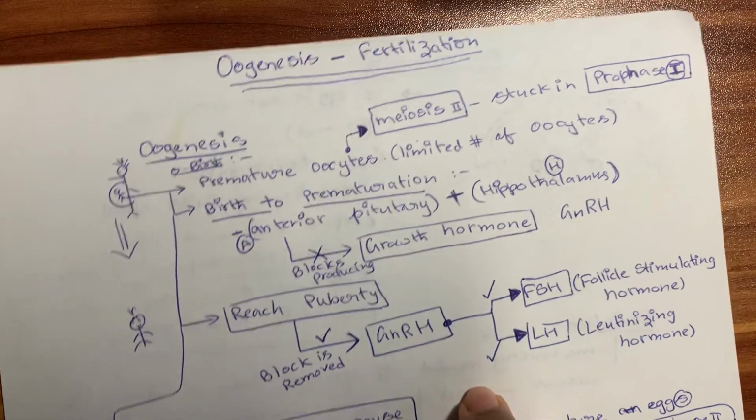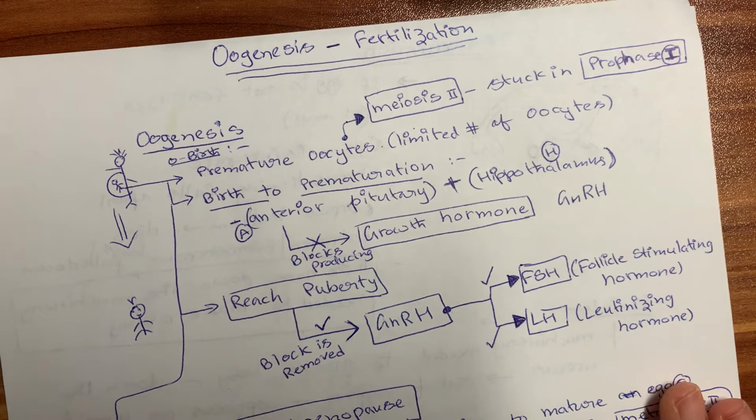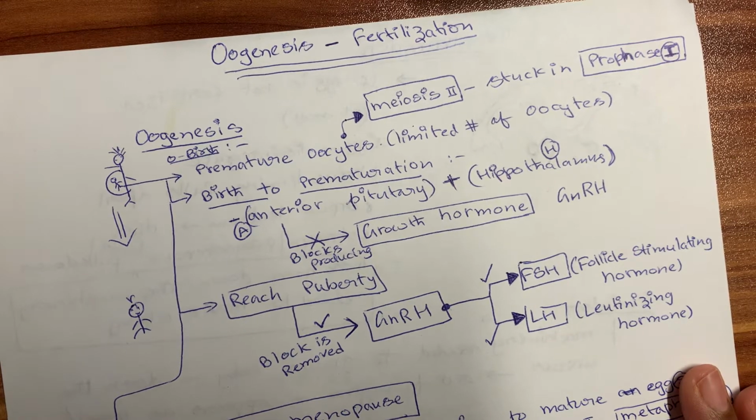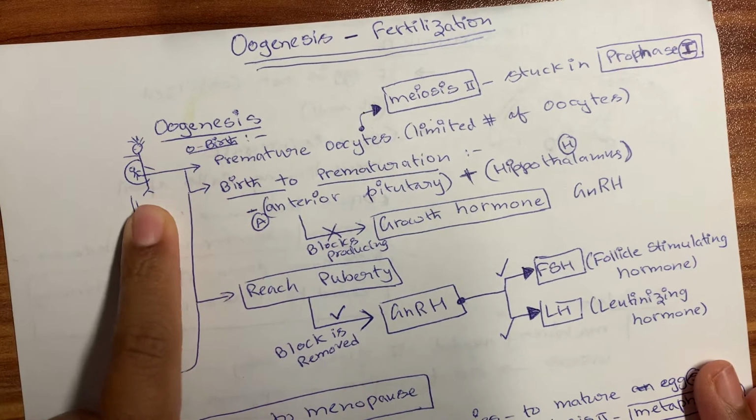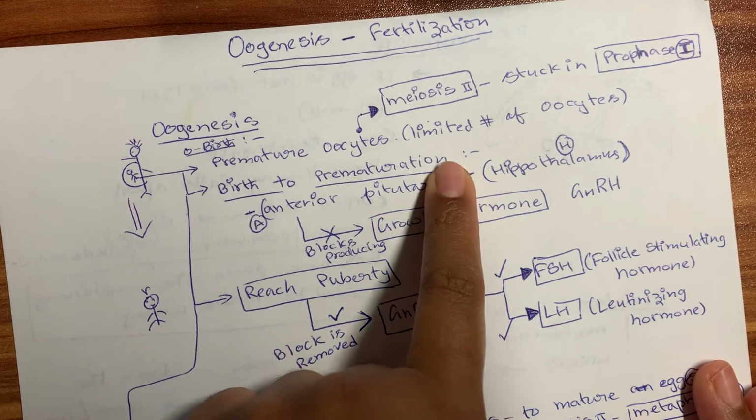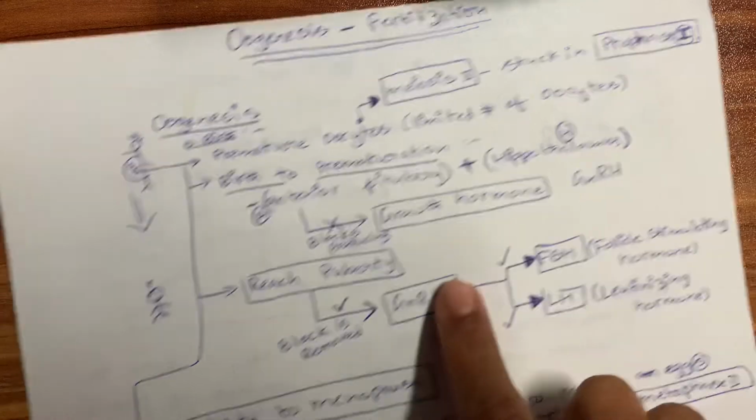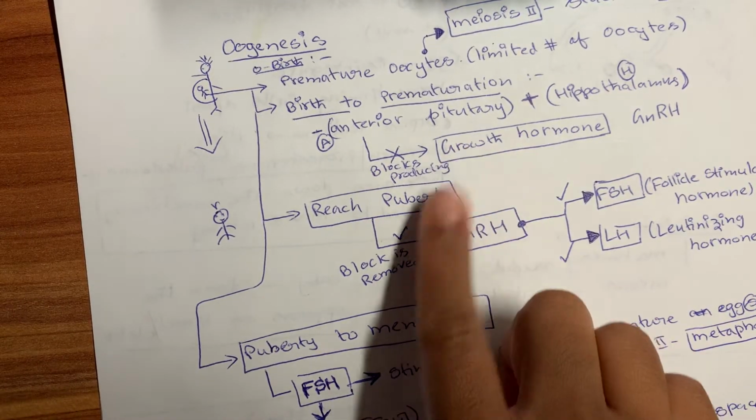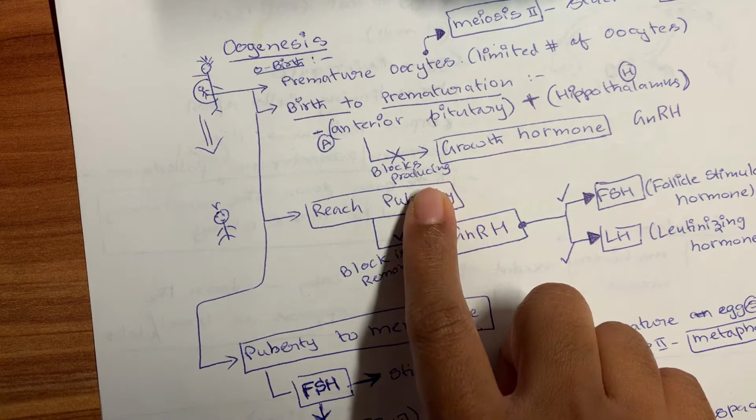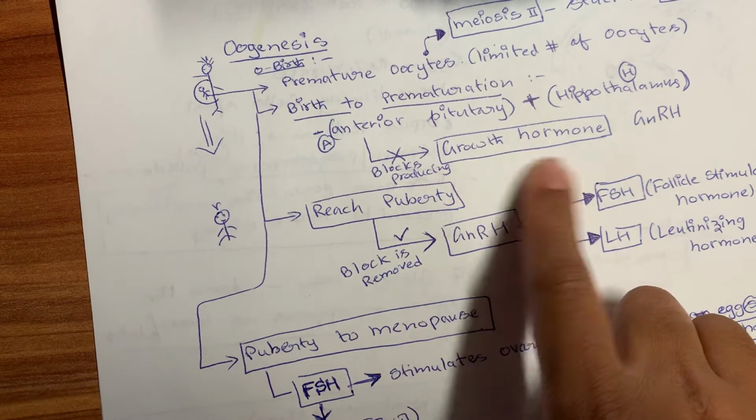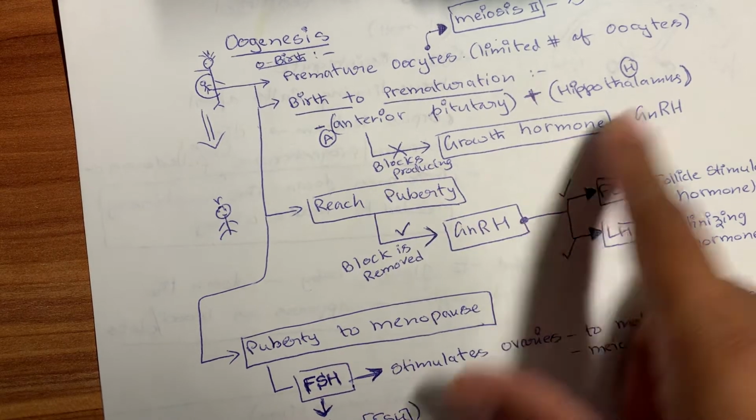Today we'll be talking about oogenesis and fertilization. So basically oogenesis is how the female eggs form, from when the baby is in the womb. There is a limited number of eggs that are formed, and these are stuck in prophase 1. From birth to the premature stage nothing changes there, because there are a couple of blocks that block this growth hormone, and until this block is gone, nothing is going to happen to these eggs.